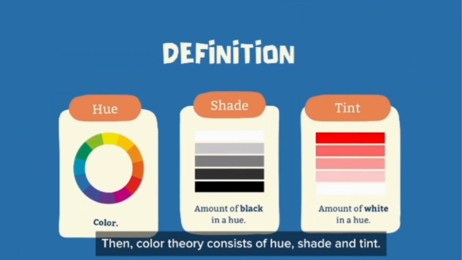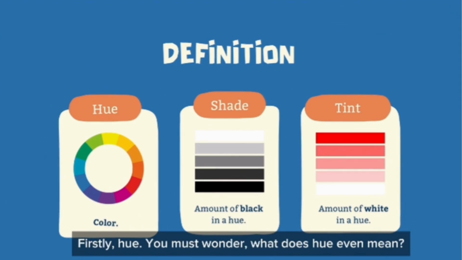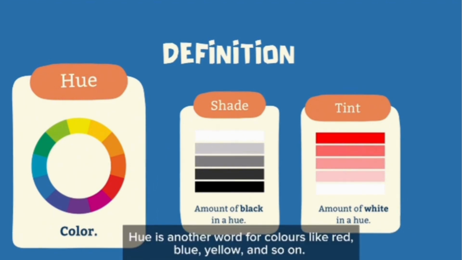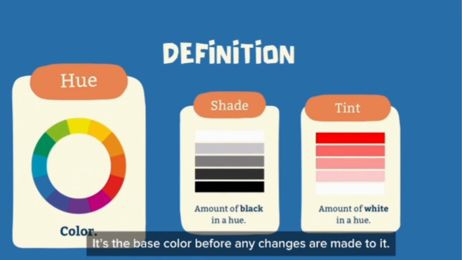Then, color theory consists of hue, shade, and tint. Firstly, hue. You must wonder, what does hue even mean? Hue is another word for colors like red, blue, yellow, and so on. It's the base color before any changes are made to it.